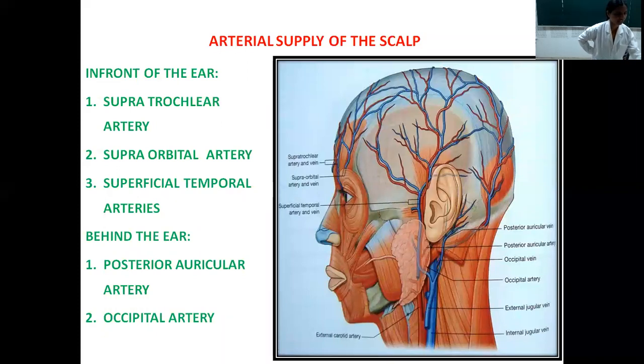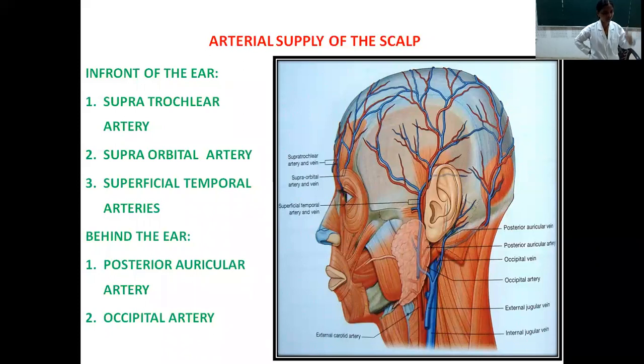These branches appear on the forehead and supply most of the forehead and extend onto the scalp as far as the vertex. So what is the word vertex here? This is the highest part of the skull. That is nothing but the vertex. The supraorbital artery supplies as far as the vertex, and the supratrochlear is confined to the forehead region.